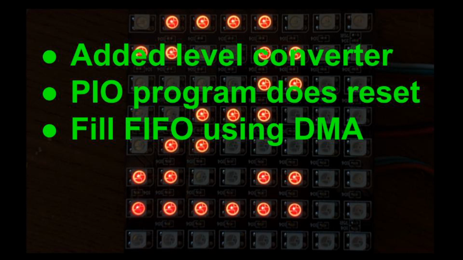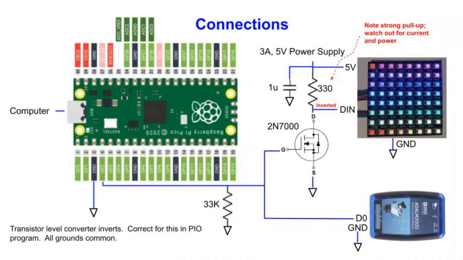I added a level converter, just because you should, and I've made the PIO program do the reset that's needed after programming all of the LEDs. And finally, I'm now using the Raspberry Pi DMA engine to fill the FIFO instead of having the core just write it. Here's a new connection diagram.